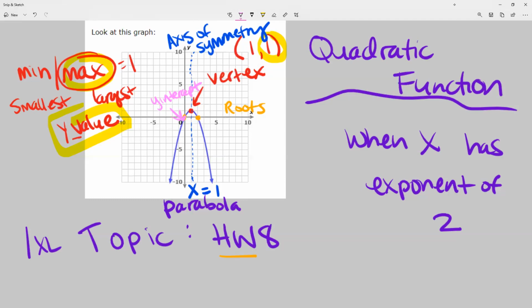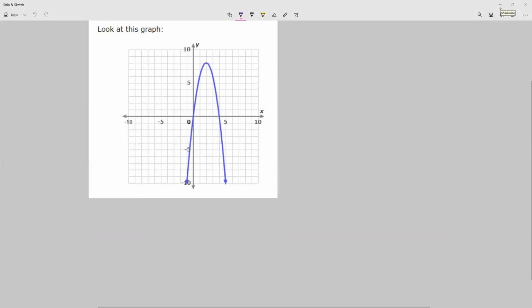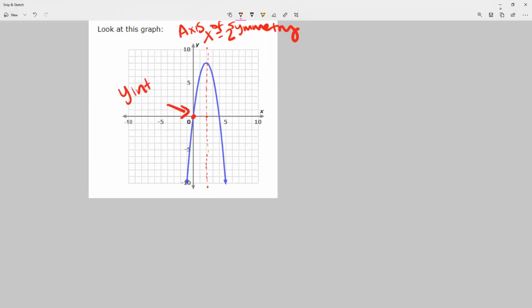All right, let's look at a different graph and write down some stuff so you can see it again. So here I am. I'm going to switch over to red. My axis of symmetry is here, this red line, and it's the line x equals, and it crosses there at 2. So it's x equals 2. So this is my axis of symmetry. It looks like it has a y-intercept of 0, because it crosses the y-axis at 0.